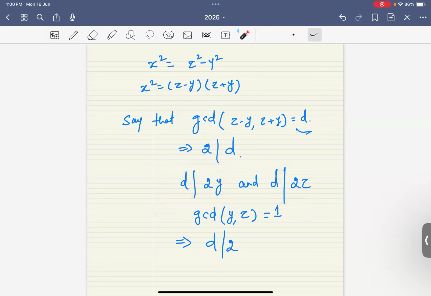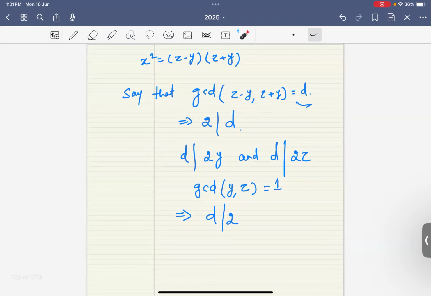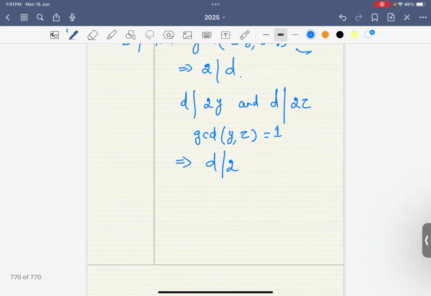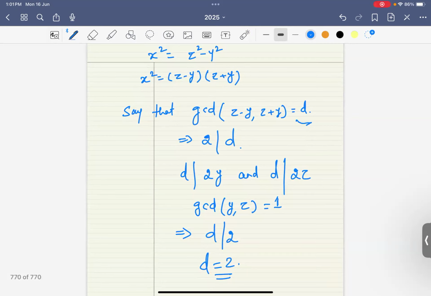And that prime number which is present in D, which was originally present in y, will not be present in z because y and z are co-prime. So D divides 2y and D divides 2z. It simply means that D will divide 2 and there is no other part of y or z which D is going to divide, because the GCD of y and z is 1. So what does that tell you? That tells you that 2 divides D and D divides 2. It tells you that D is equal to 2. Right, so it means that the GCD of z minus y and z plus y is 2.